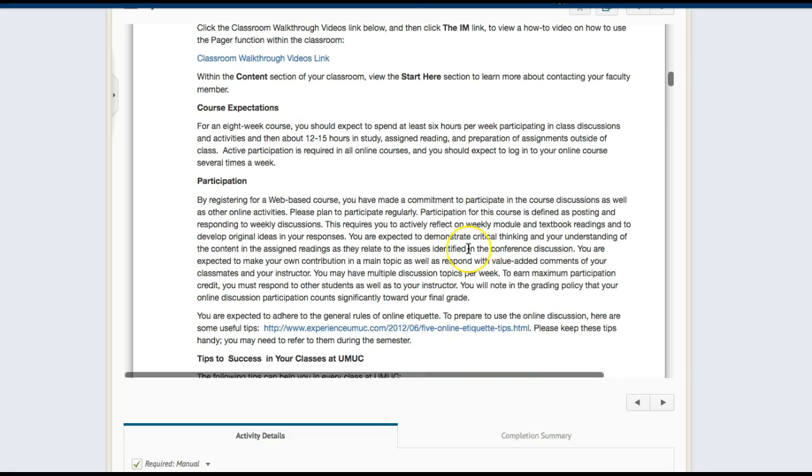As you know, our journey here together goes by very quickly. These 8-week courses are accelerated, they're rigorous. So for every 8-week course, you should expect to spend at least 6 hours per week participating in class discussions and activities, and then about 12 to 15 hours a week in study, doing your assigned readings, and preparing the written assignments outside of class. Remember that active participation is required in all of our online courses, and I really hope that you're going to get engaged not only with our coursework but with each other on our online discussion board posts.